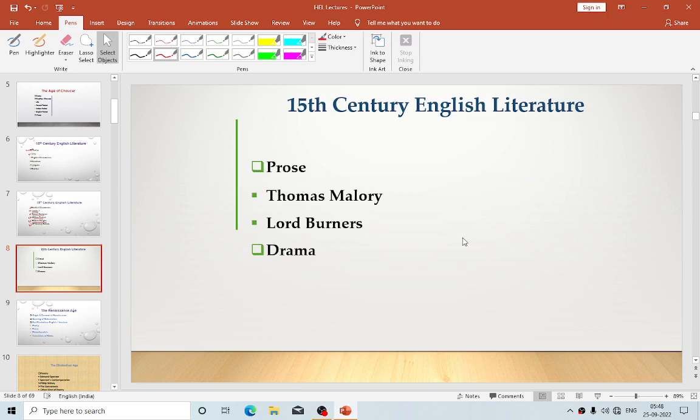So, we are going to continue talking about 15th century English literature. Here we will continue the lecture session. Now we will start prose, English prose in the 15th century especially.